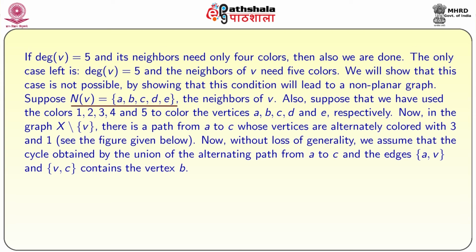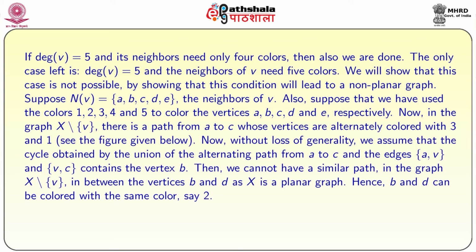Suppose the neighborhood of V is A, B, C, D, E. Also suppose that we used colors 1, 2, 3, 4 and 5 to color the vertices A, B, C, D and E respectively. Now in the graph X minus V, there is a path from A to C whose vertices are alternately colored with 3 and 1. We will show this in a figure. Without loss of generality, we assume that the cycle obtained by the union of the alternating path from A to C and the edges AV and VC contains the vertex B.